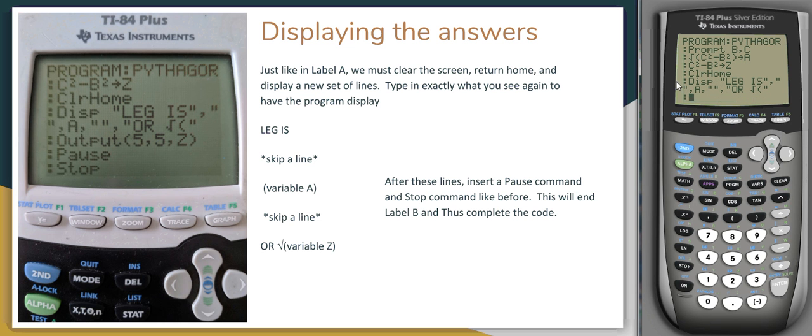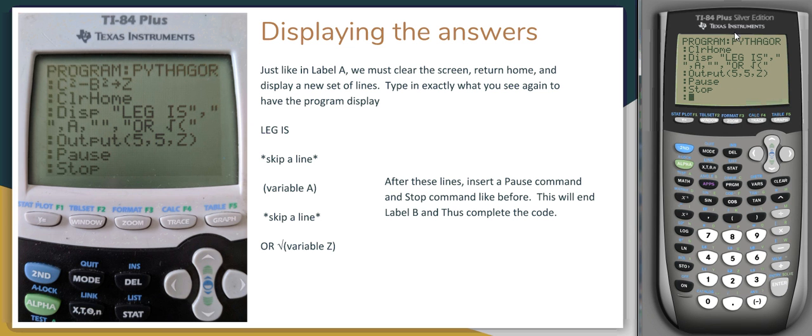Now we're done with our display. This time we need to overlay on the top of it. So we go down to output, fifth line, fifth spot. This time it'll be variable Z. Again, like before, we don't want it just to display and be done. So we will come down to pause. Once the user clicks pause or clicks enter to end the pause, then they will stop.